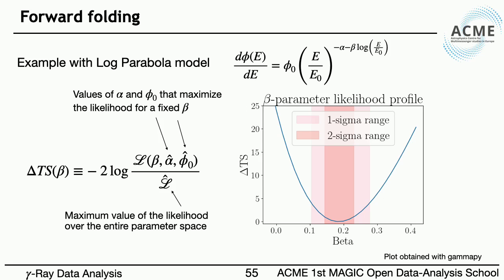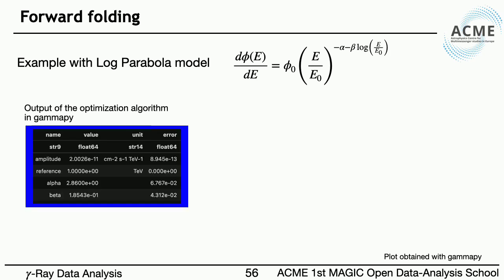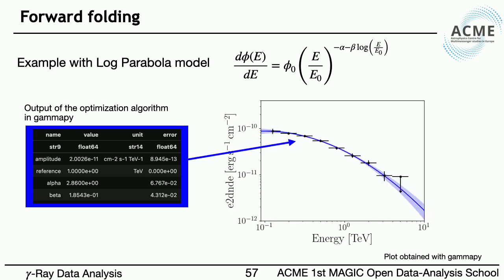And then one can do the same for all other parameters of interest, getting here, in this table, the estimated values for phi0, alpha, and beta. And remember that E0, which is the energy reference, is fixed, so we don't need to fit this parameter. As you can see, these values very well describe our data set, so we can see that the estimation using this forward-folding approach was successful, and we were able to estimate the flux of our source.